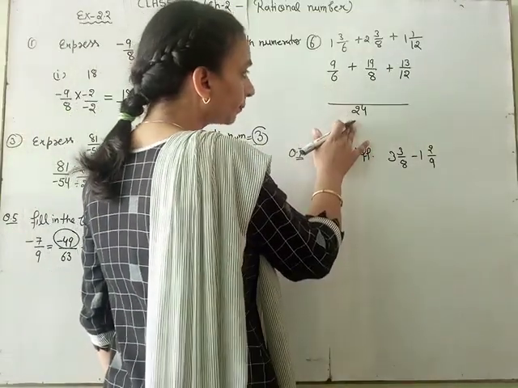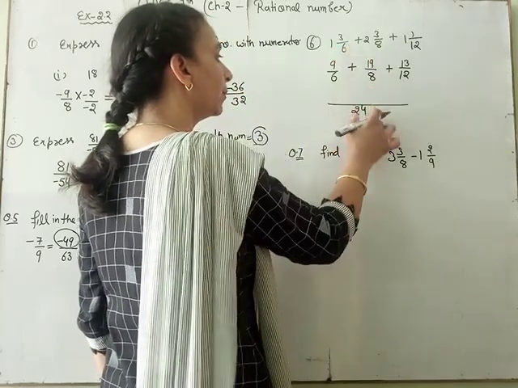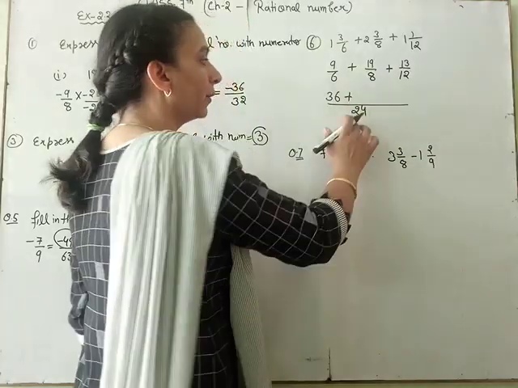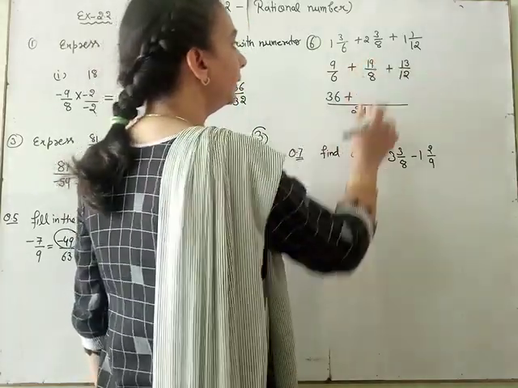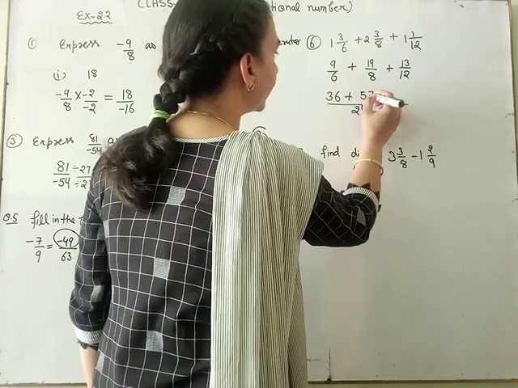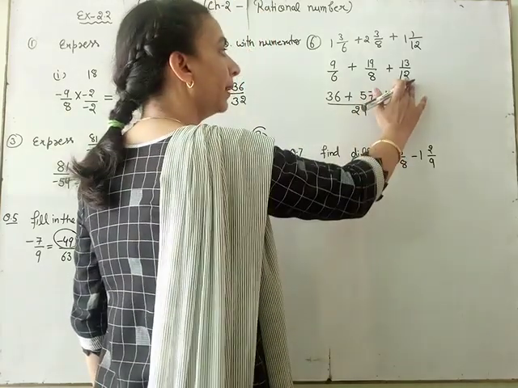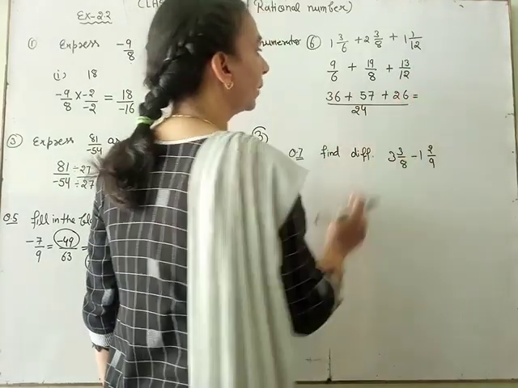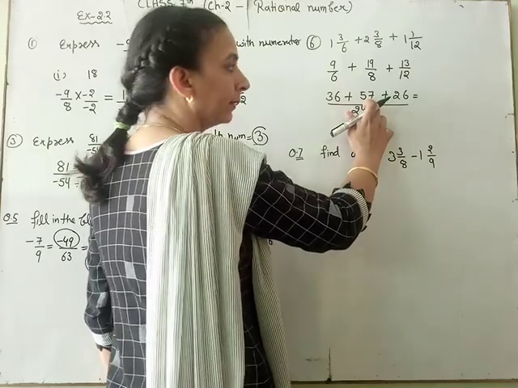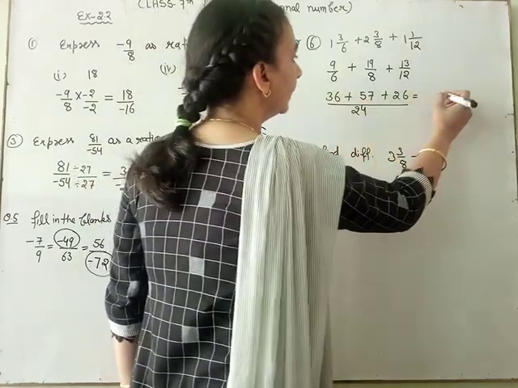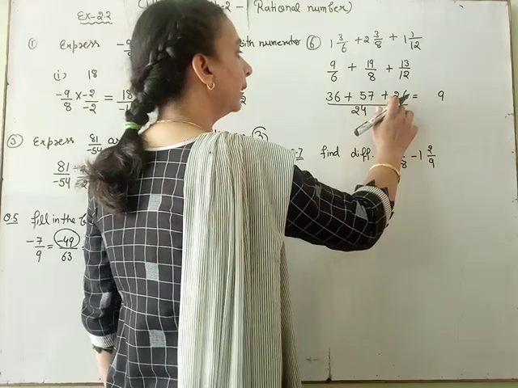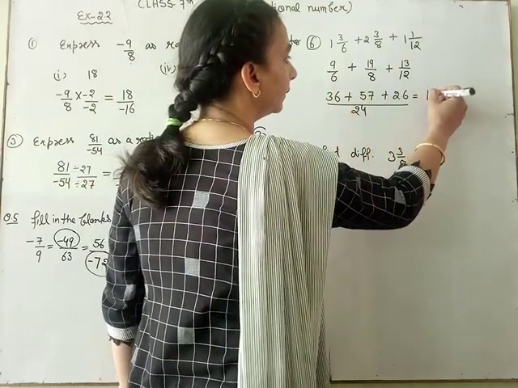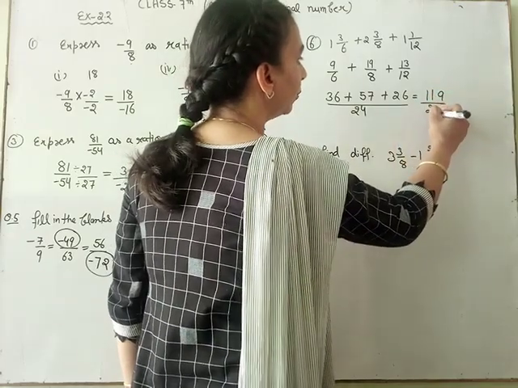Then 6 times 4 is 24, and 9 times 4 is 36. Okay, 24 divided by 8 is 3, then 19 times 3 is 57. Okay, 24 divided by 12 is 2, and 13 times 2 is 26. Then we add 36 plus 57 plus 26, which gives 119 by 24.